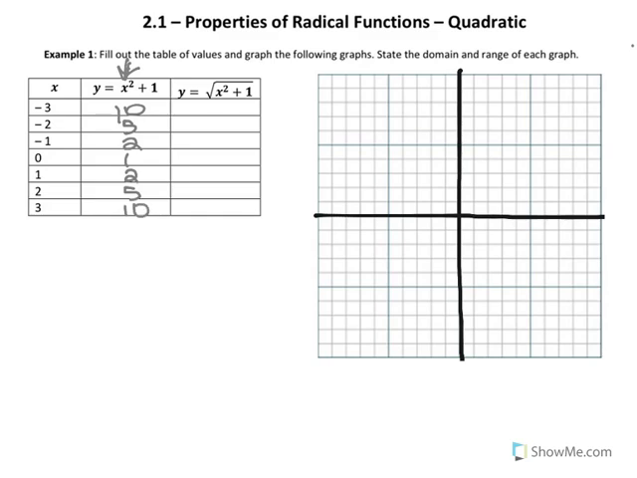So we're going to graph this. Let's go every 2 lines is worth 1 on the x-axis, and then we're going to go up by 1s on the y-axis. So we have -3 and 10, which is right here, -2 and 5, -1 and 2, 0 and 1, 1 and 2, 2 and 5, and 3 and 10.